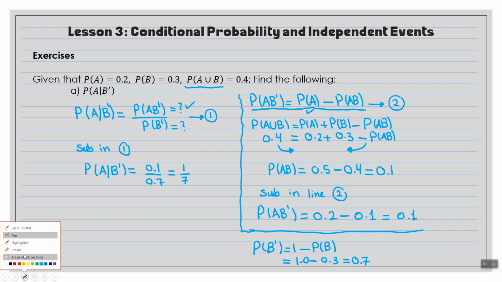And what was important here, what we have found is the following. Let's choose a yellow highlighter. Okay, we've found the probability of AB as 0.1. We found the probability of AB dash as 0.1. We found the probability of B dash as 0.7, and we have found the probability of A with condition of B dash as 1 over 7. Okay, so this was part A of the question.